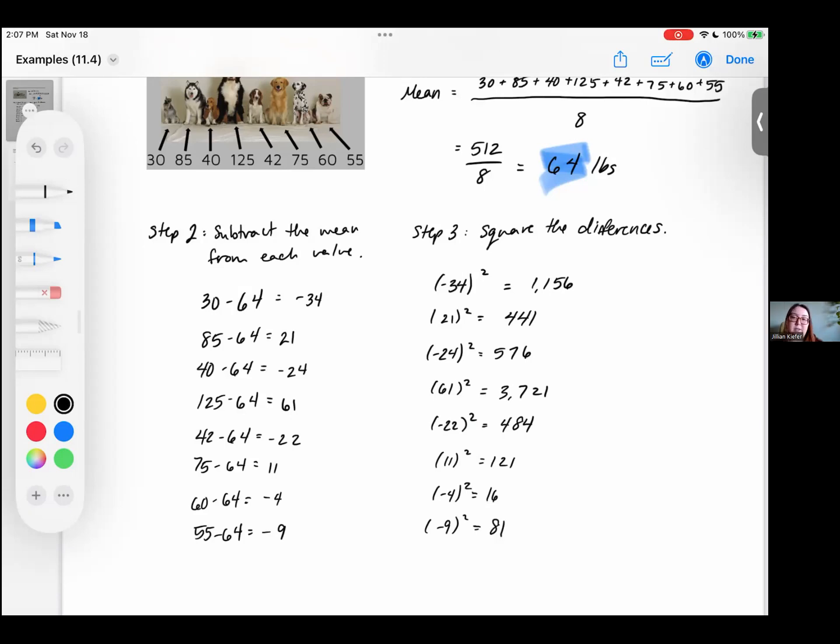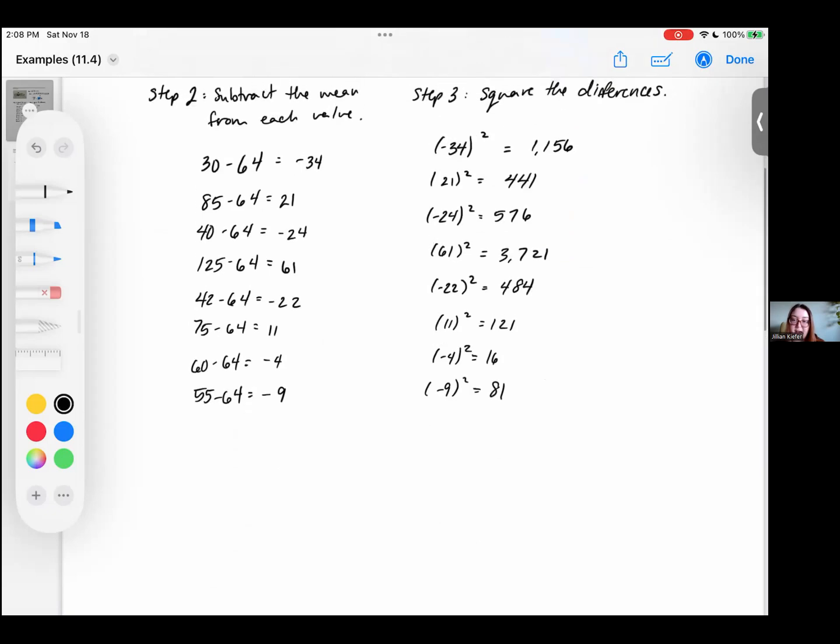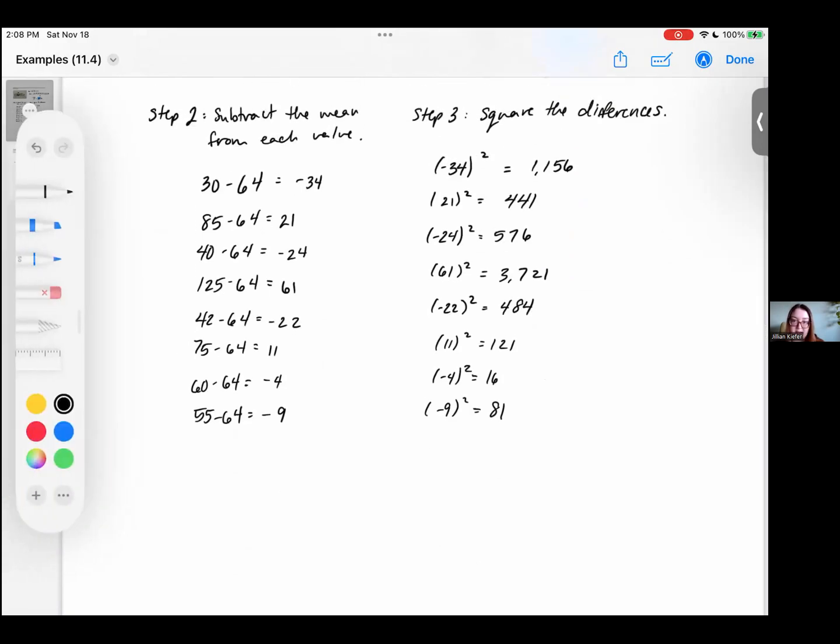So for step 2, we subtracted the mean from each value. Step 3 squared all of those differences. Now we notice that the squares, they're all positive. That's because negative numbers squared become positive. So all of these numbers are positive. Now step 4 tells us to add all of these numbers together. So step 4 is to find the sum of squares.